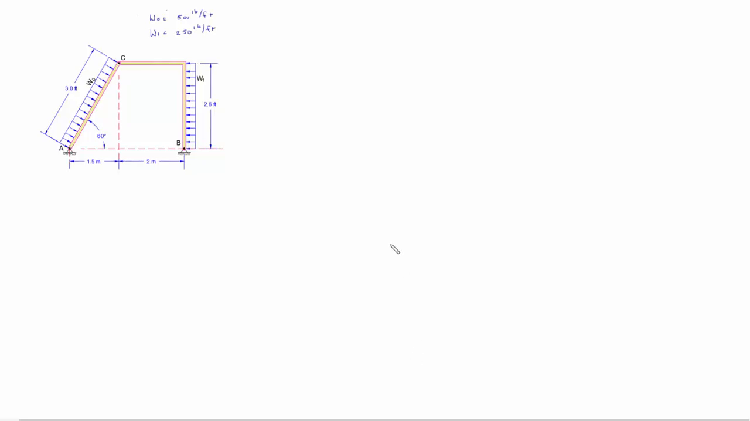Alright, so here's problem 2. For this problem, I'm going to be using 500 pound-feet for the distributed load from A to C and 200 pound-feet for the distributed load from B to this point here. So, like I've shown on previous videos, I look at the frame as a whole, and we went over one of these during the exam review the other night.